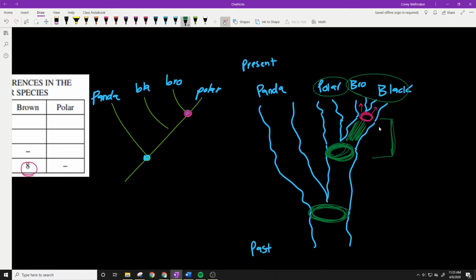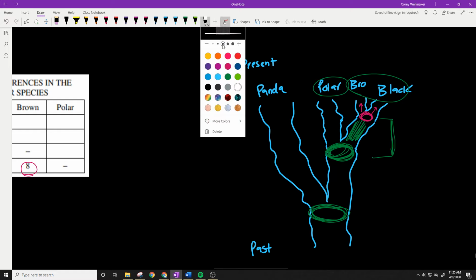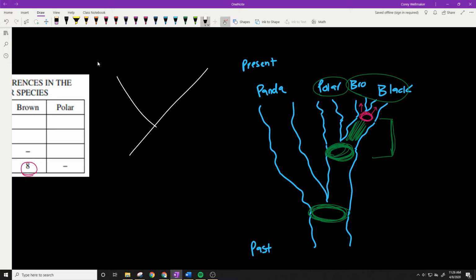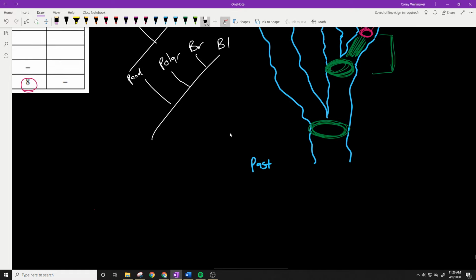So let me draw the same cladogram, just in different ways. I'll put panda here, and then I'll put brown and black right here, and then I'll put polar right here. Or you could draw the exact same cladogram and put panda here, and put polar here, and put brown here, and put black here. These two cladograms are saying the exact same thing. Or you can even make it even weirder.